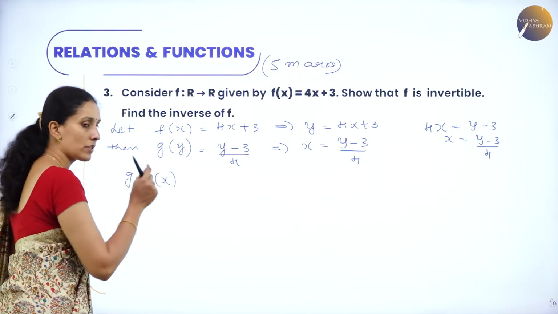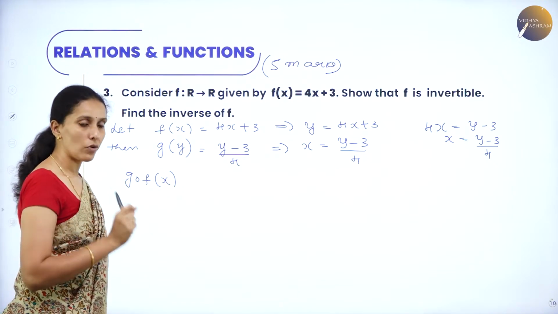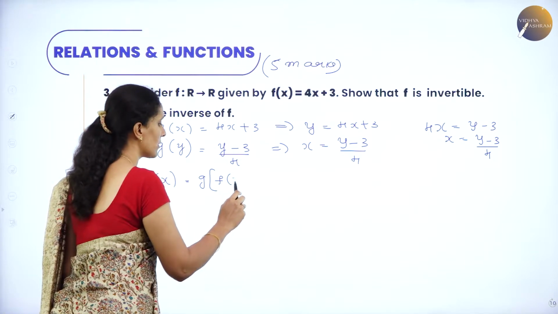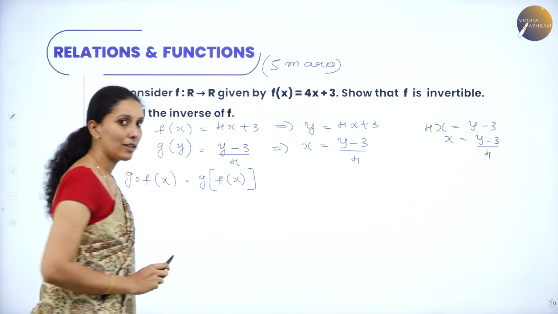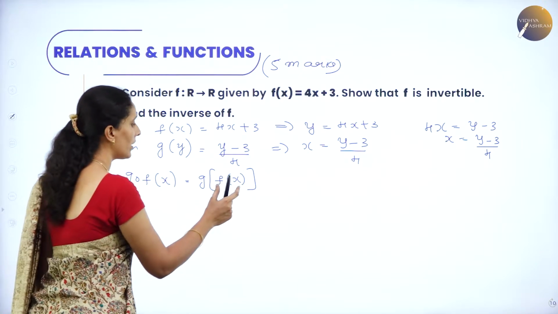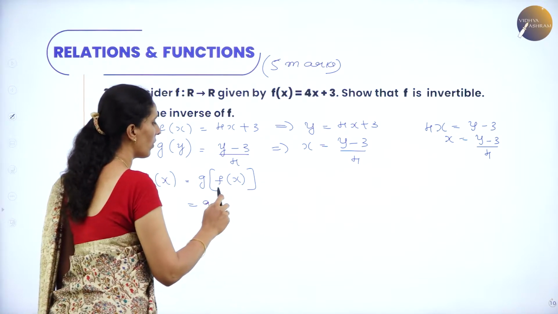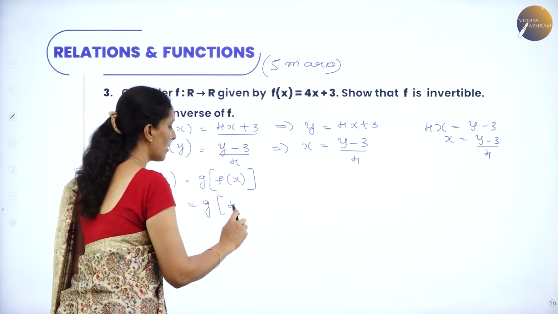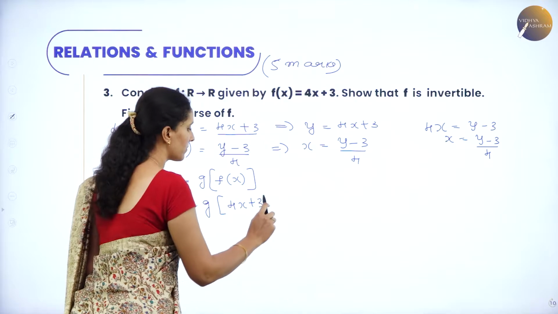g naught f of x should get x only. Let us verify it. g of f of x. Since we know how to write the composition of a function, what is f of x? f of x is nothing but 4x plus 3. Write it as 4x plus 3.